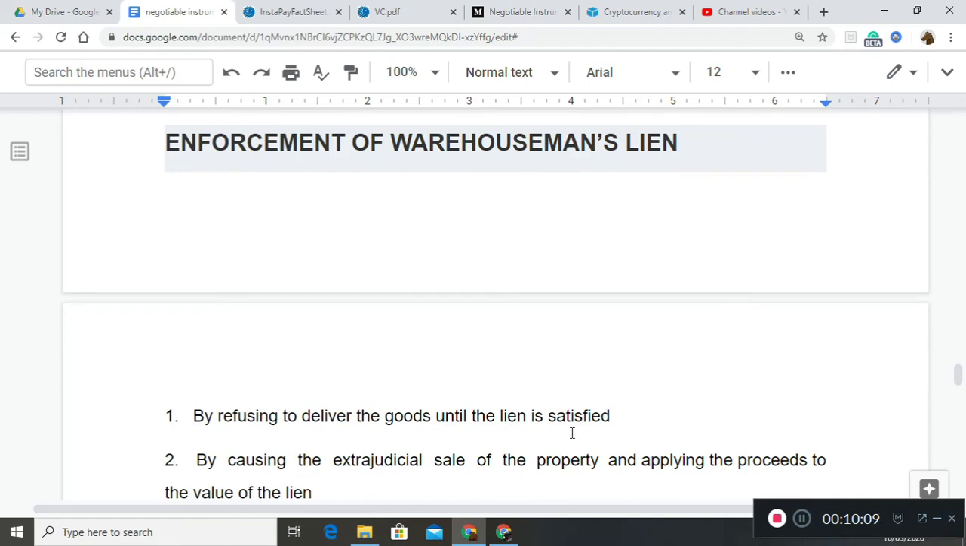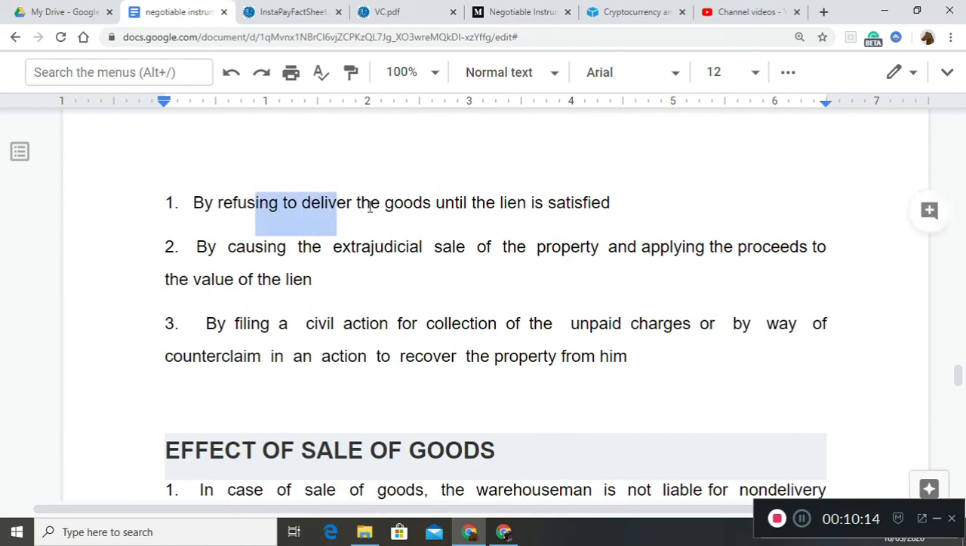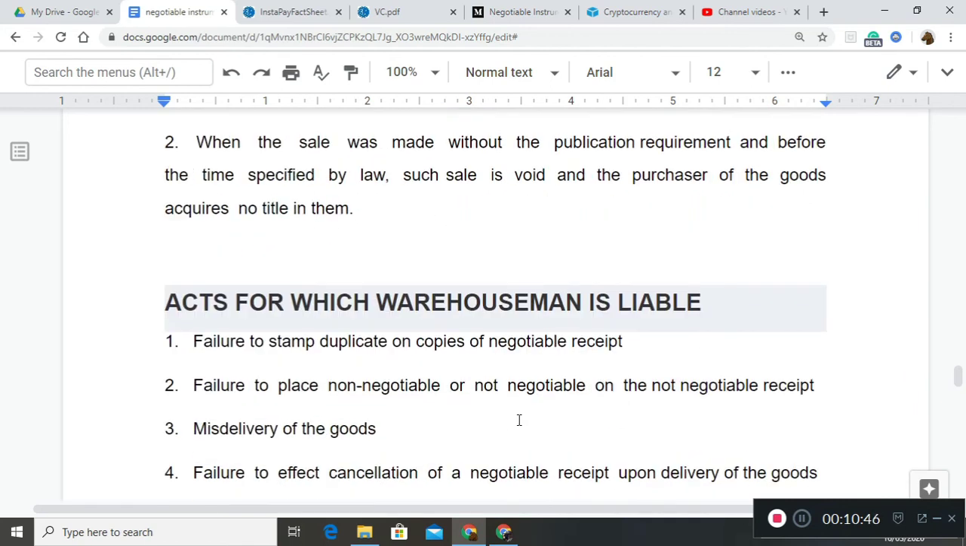So how does our warehouseman enforce his lien? By refusing to deliver the goods until the lien is satisfied, or by causing an extrajudicial sale. And finally, by filing a civil action for collection for the unpaid charges. What happens if our warehouseman sells our goods? The warehouseman is not liable for non-delivery. If the sale was made without the publication requirement, or before the time specified by law, such sale is void.